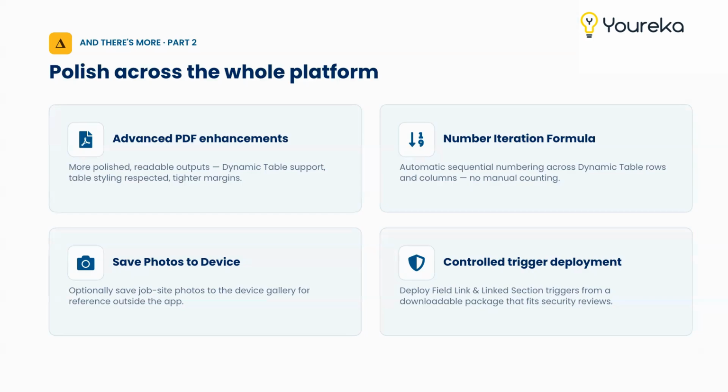This supports organizations with security review requirements by giving them more control over how triggers are reviewed and deployed. These updates may be smaller than the flagship features, but they are important because they reduce friction in everyday work. They help make documents cleaner, data easier to manage, photos easier to reference, and deployments easier to govern.